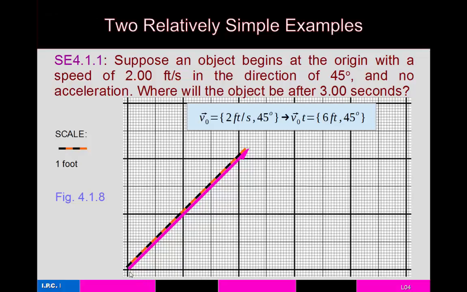Graphically, you can even see that by building the scale and just drawing out the v0 vector. Because r0 is 0, there's nothing to add to this from that, and because a is 0, there's nothing to add to that from that. So this vector is equivalent to the vector that you get for the final position.